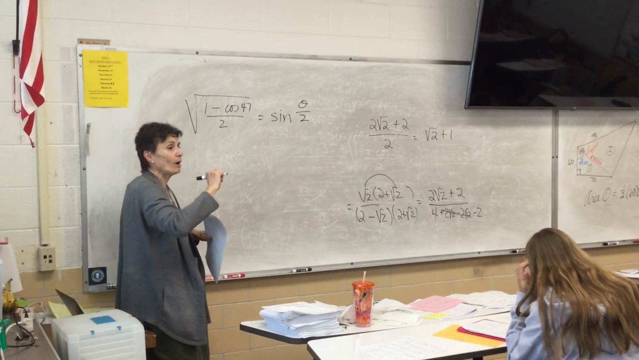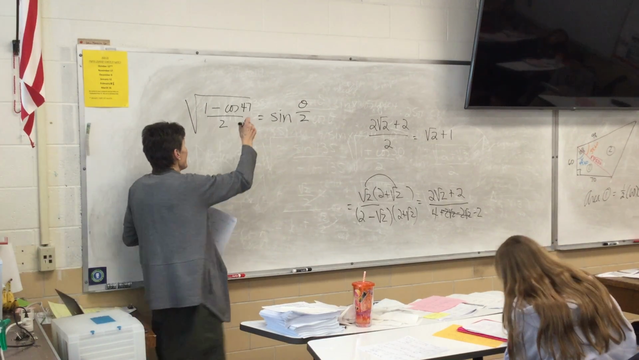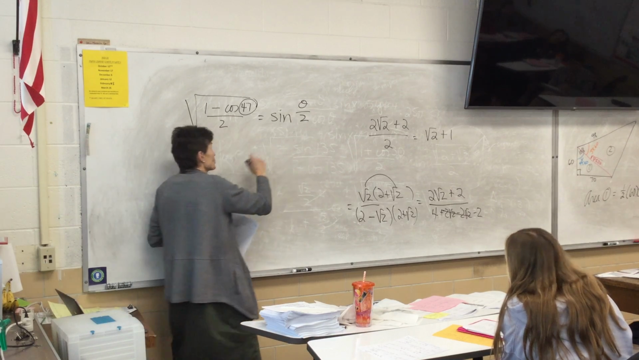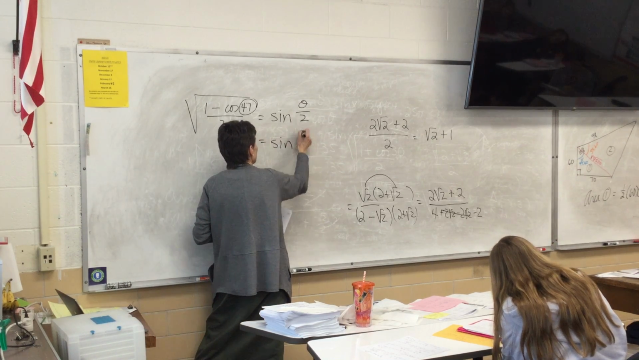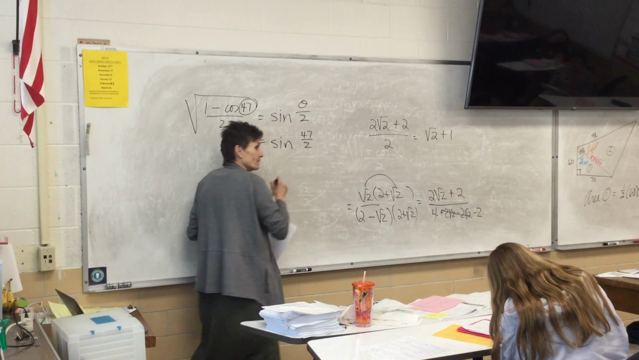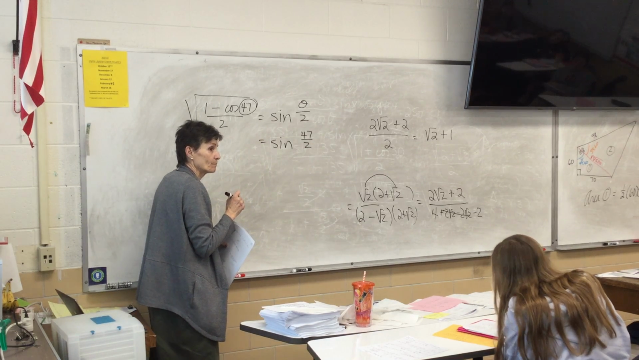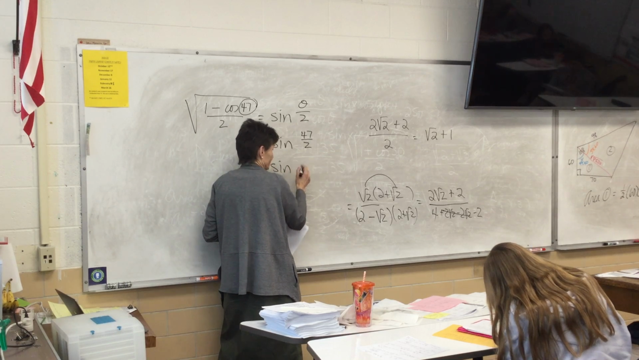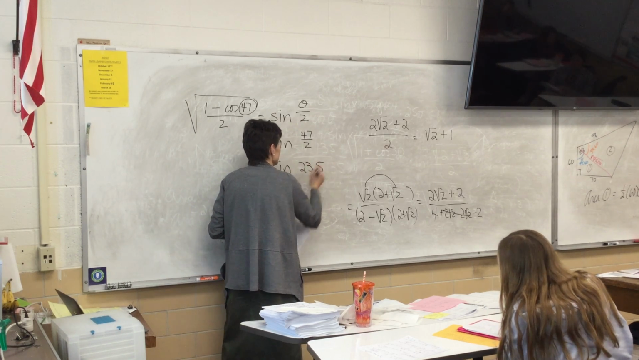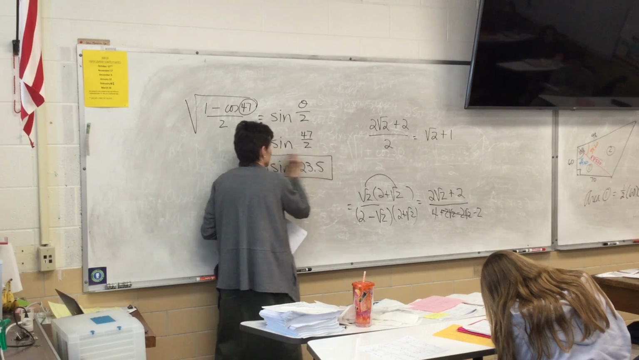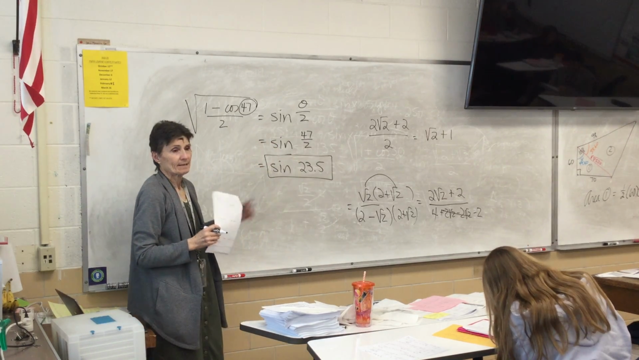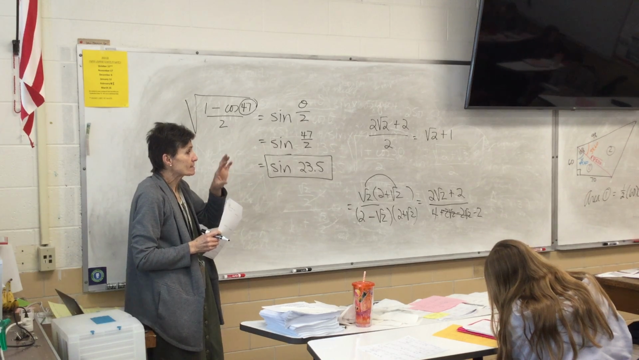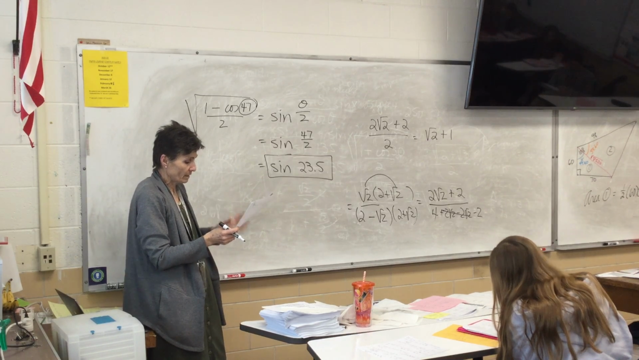In our problem, the angle is 47. So this is a formula for the sine of 47 over 2, which is the sine of 23.5. That's it. That's all you have to do. Figure out what this thing is a formula for.